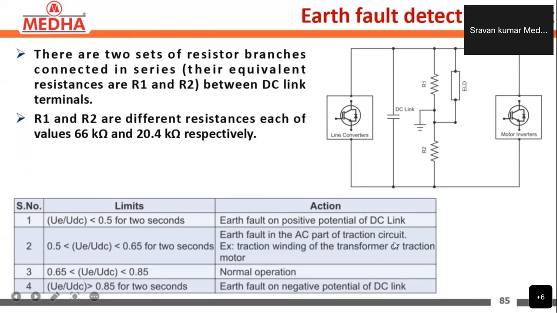For example, that is the traction winding of the transformer or the traction motor. If the ratio is between 0.65 and 0.85, that is normal operation. And if the ratio is greater than 0.85 for 2 seconds, the system will consider it as an earth fault on the negative potential of the DC link. So this is about the earth fault detection circuit in the line and traction converter.